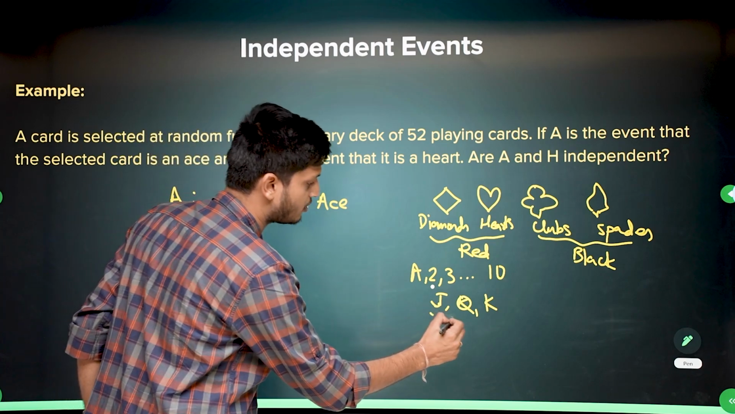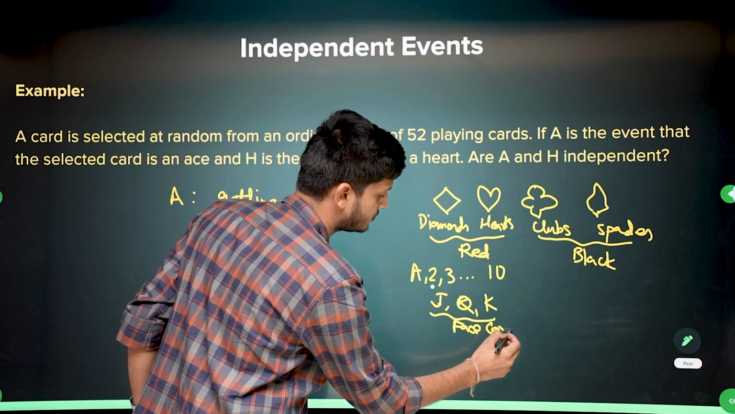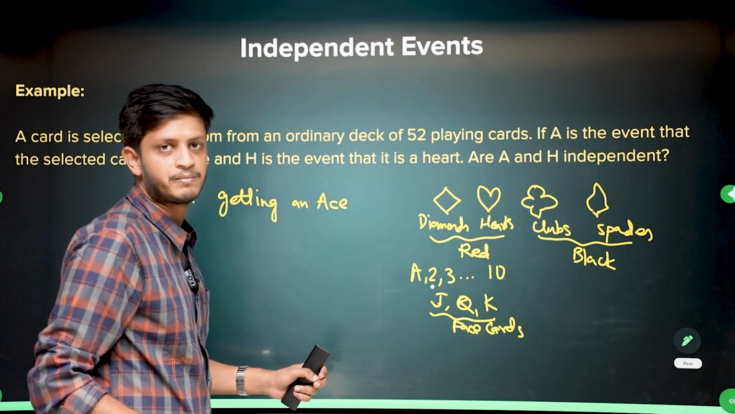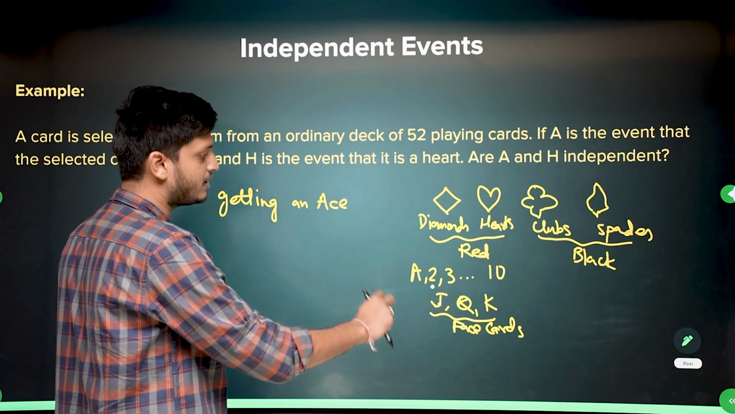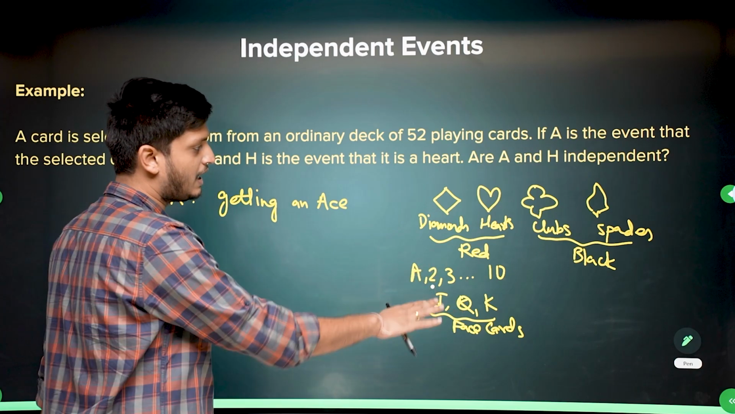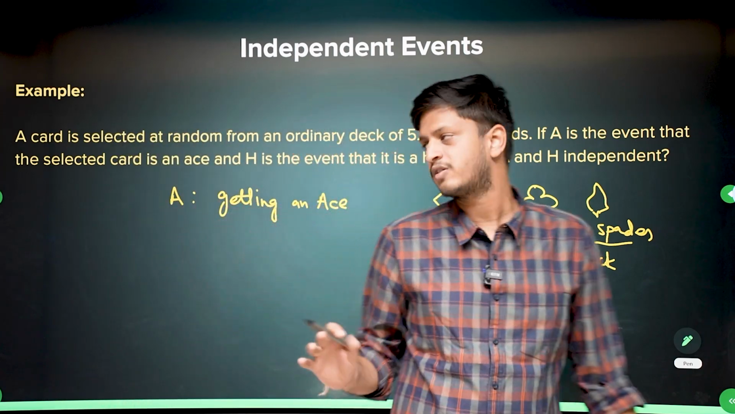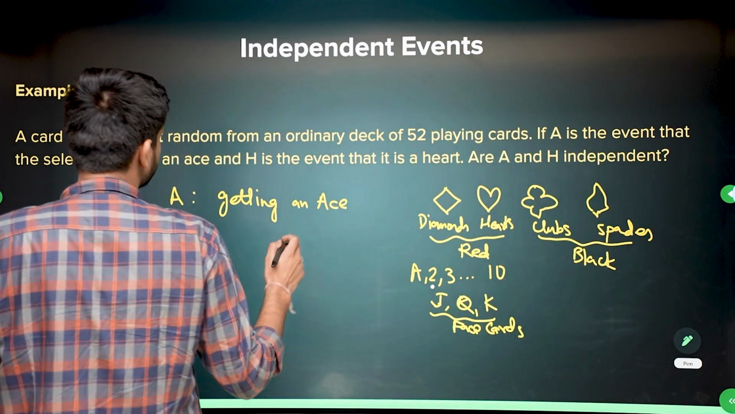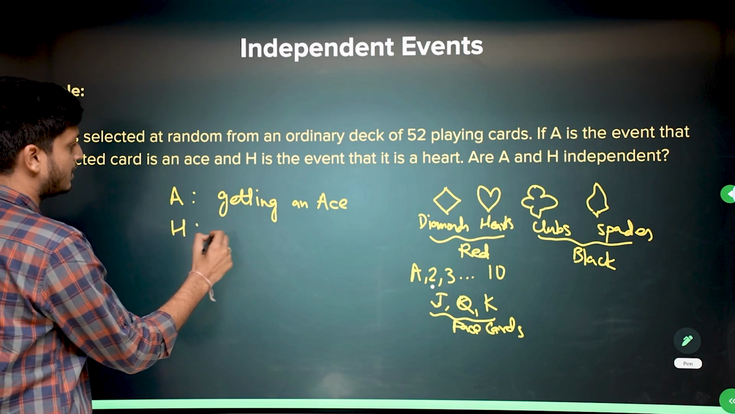These 3 are called face cards: jack, queen and king, because they will have a face on them. Jack will have a jack face, and so will queen and king. These 3 are face cards, the remaining are normal cards. They will assume that you have this basic knowledge. Just a refresher. So event A is getting an ace, event H is getting hearts.